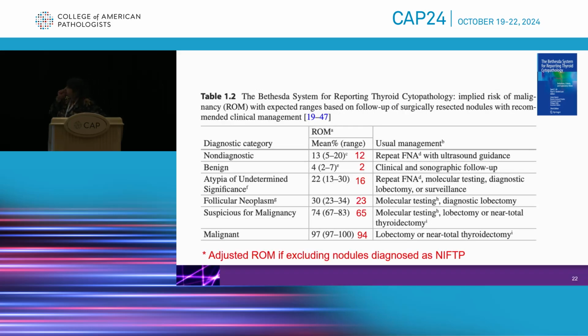And then here, in the newest Bethesda, you can see in red the adjusted risk of malignancy if we exclude the nodules that are diagnosed as NIFT-P, and you can appreciate that the main decrease in the risk of malignancy was observed in the suspicious categories, because as you noticed from our cytology specimens, the nuclear features in themselves are quite worrisome. However, this lesion doesn't end up being a papillary thyroid carcinoma.